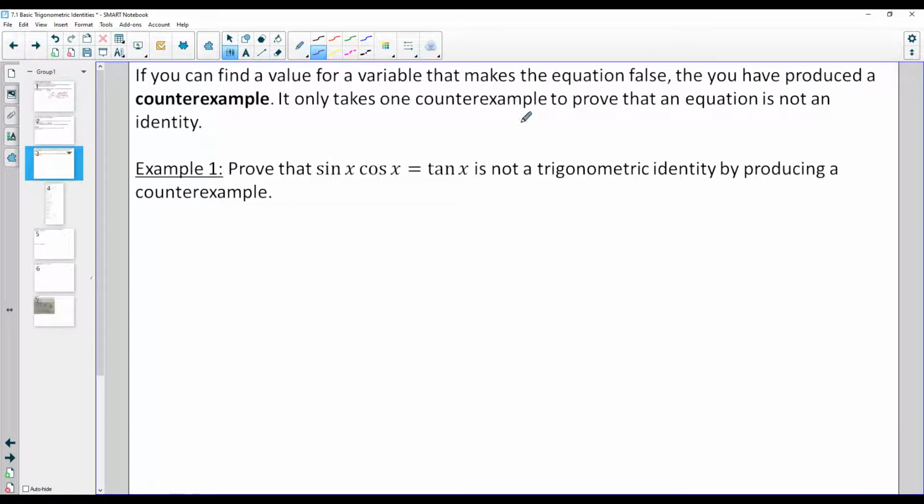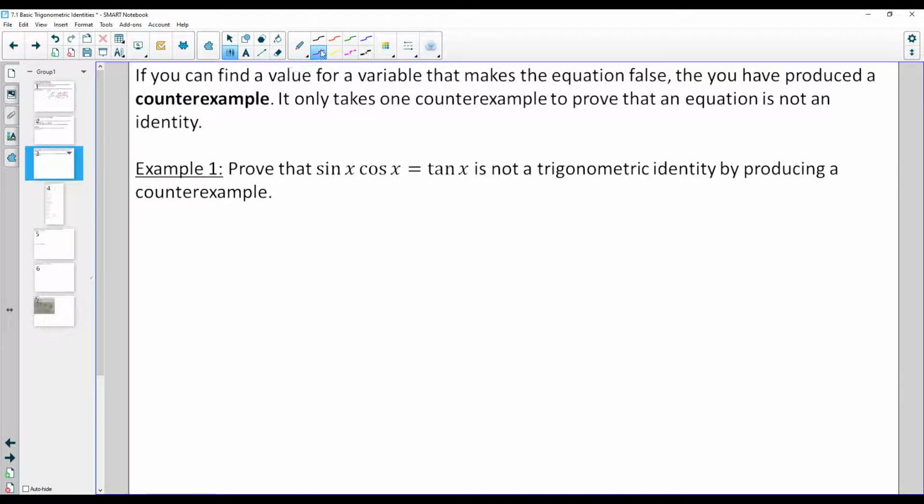If you find a value for a variable that makes an equation false, then you have produced a counterexample. And it only takes one counterexample to prove that an equation is not an identity, right? If you're saying something works for everything and you find one thing for which it doesn't work, then you haven't produced an identity. So for example 1, we have: prove that sine x over sine x times cosine x equals tangent x is not a trig identity by producing a counterexample.